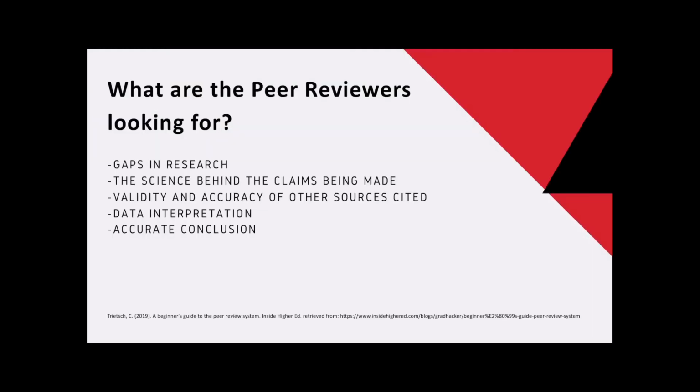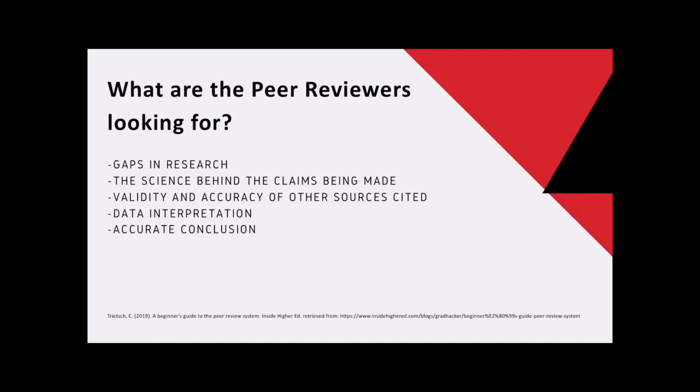What are people who peer review looking for? Well, it's a lot of the same things we should be looking for as good researchers. They're looking for gaps in the research and the science that is behind the claims that the author is making. Is the author making a claim that isn't backed up by their experiments? That is a big red flag and something that a peer reviewer would certainly catch.